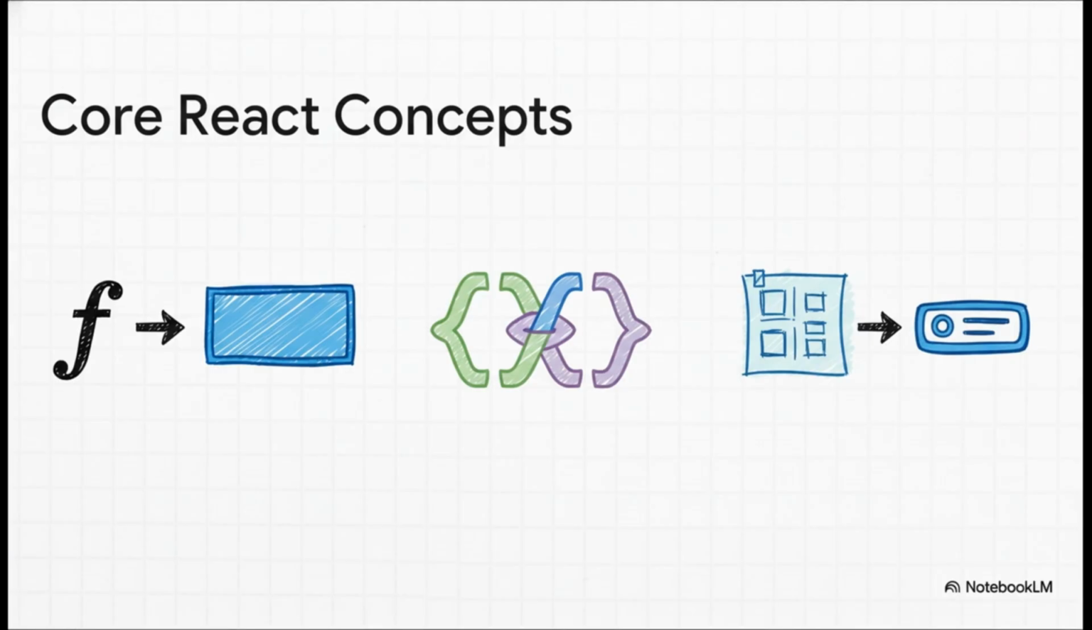First, functional components. These are literally just JavaScript functions that spit out a piece of your user interface. Second is JSX. This is what lets you write something that looks almost exactly like HTML, but right inside your JavaScript. And third, and this is a huge mindset shift, is the declarative UI. Instead of telling the browser how to do everything step by step, you just describe what you want the final result to look like. React handles the rest.